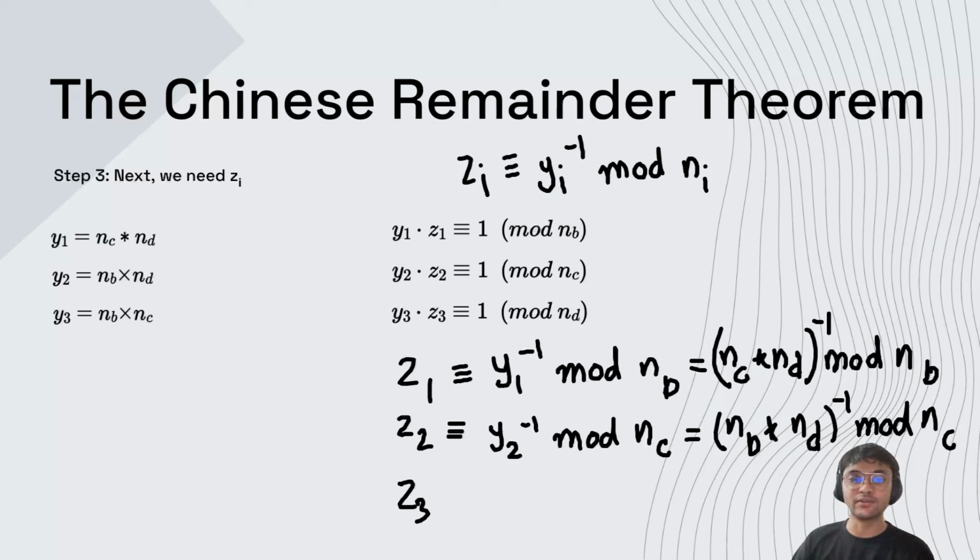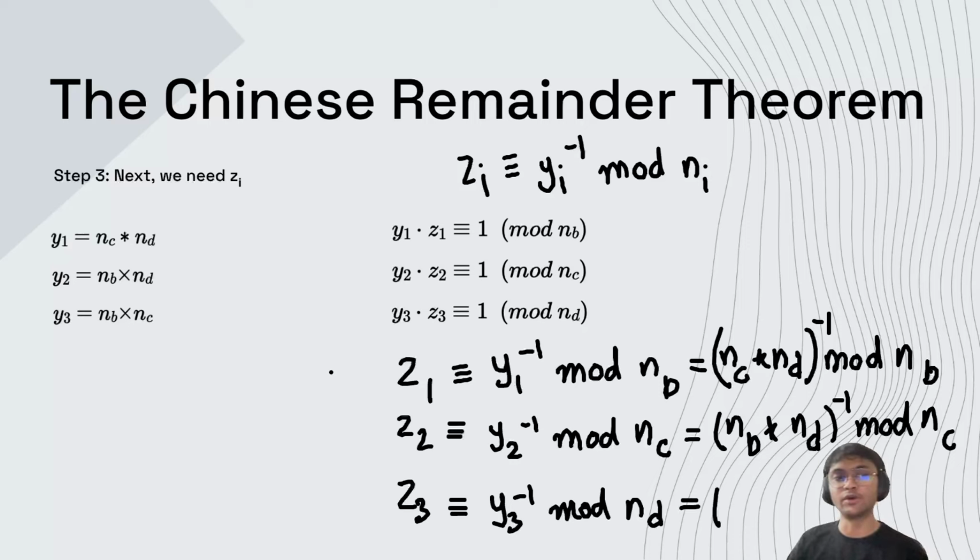Now for the last one, Z3, we have the inverse of Y3 mod ND. We already got those values over here. Just plug them in: it's the inverse of NB times N sub C, mod ND. Now we have our yi's, zi's, and ci's or ai's. It's time we compute everything.